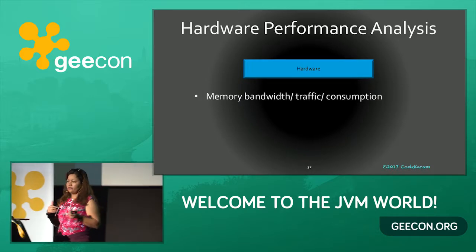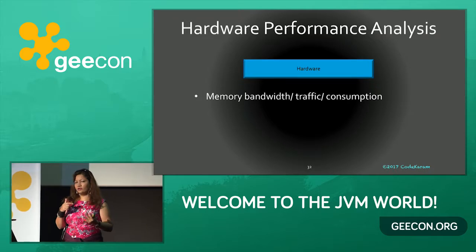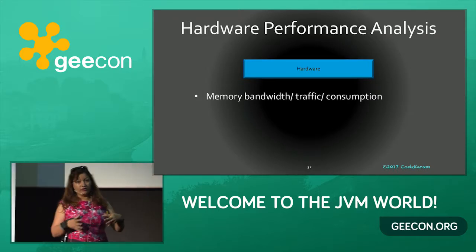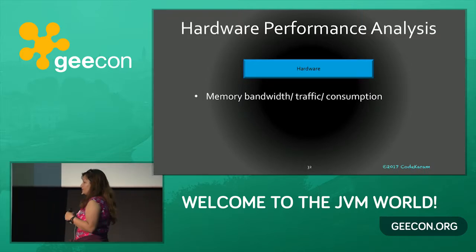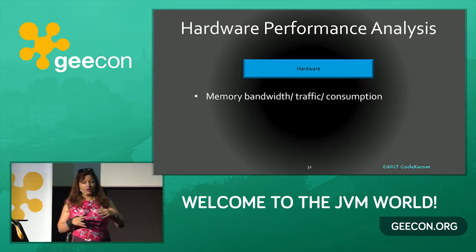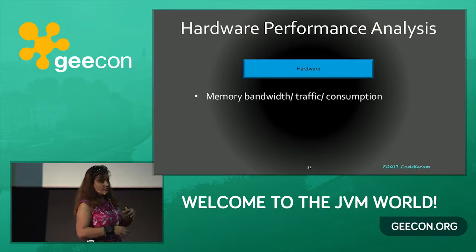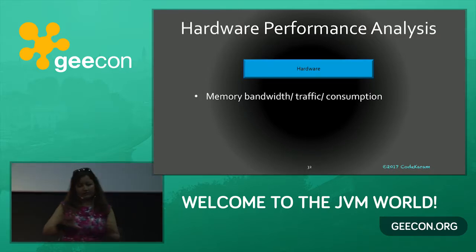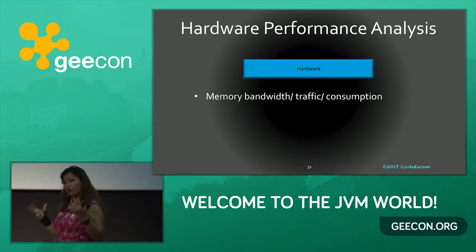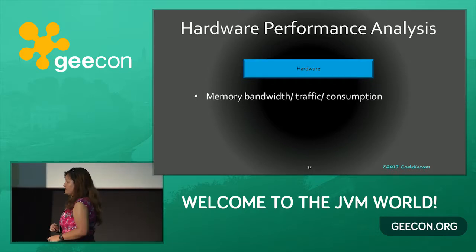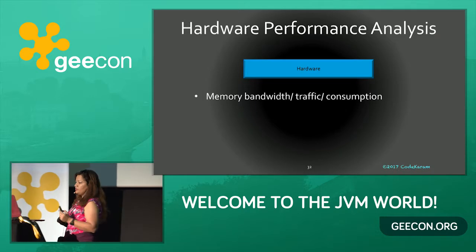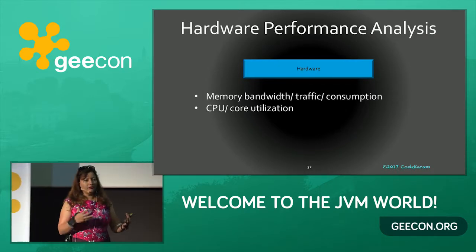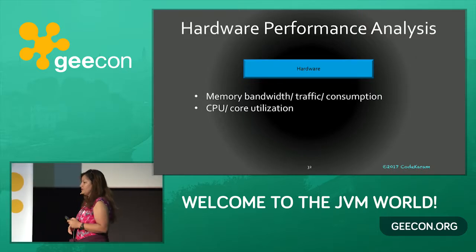At the hardware level, you could have memory bandwidth, which is also known as memory traffic, which is the physical memory, your DRAM, consumption. If you have a multi-node system, some nodes may be consuming more of the memory than the other nodes. So again, it's a load balancing issue at the lowest level. Then there's CPU core utilization. CPUs have multiple cores, and they may not be loaded equally. Other issues.